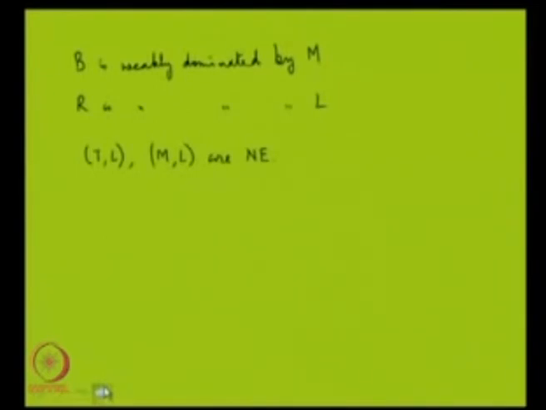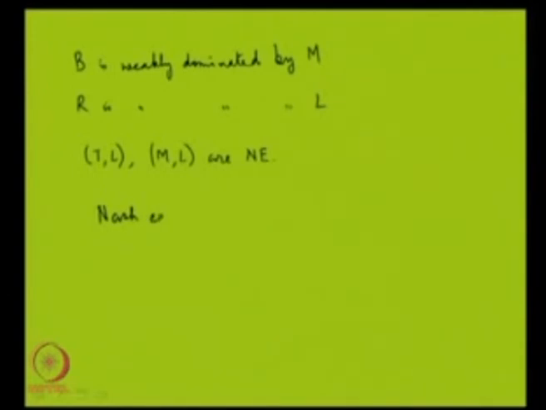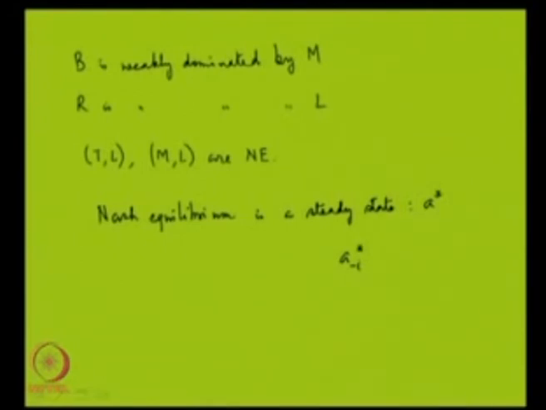Now, one reason why we are discussing this weak domination and strict domination with such emphasis is also the fact that in case of Nash equilibrium, remember the idea of Nash equilibrium, it's a steady state. Suppose we are talking about pure strategy Nash equilibrium: A star is an action profile such that, given the other players are taking a_{-i} star, taking a_i star by player i is optimal. So that was the idea of Nash equilibrium.